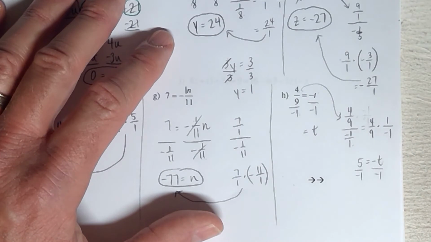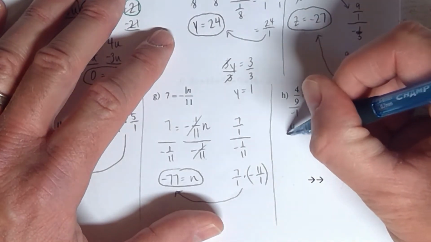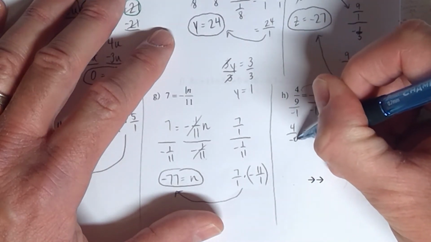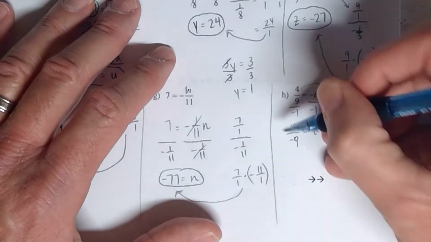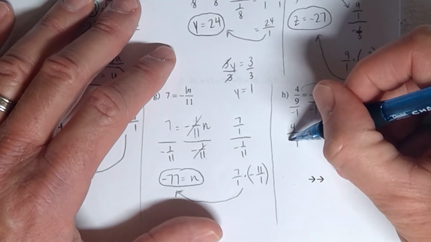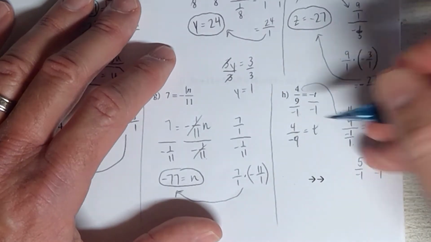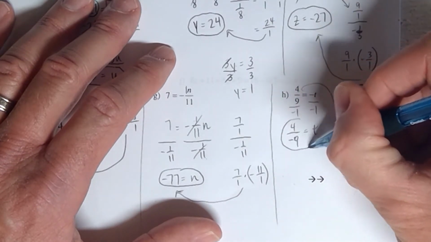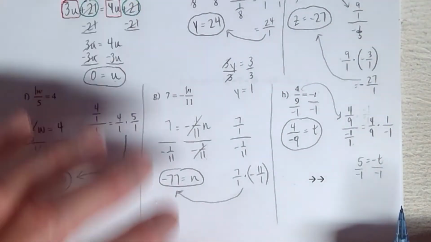Nothing cancels, so I can multiply, and I get 4/-9. And there you go. That's already in lowest terms, so you can leave it like that. You can also put the negative in front of that fraction because it means the same thing, as we've talked about before.